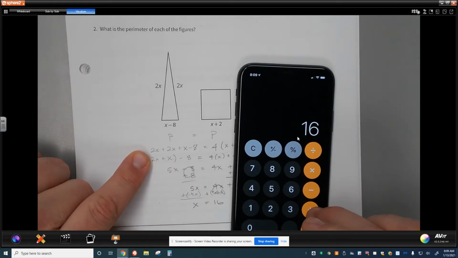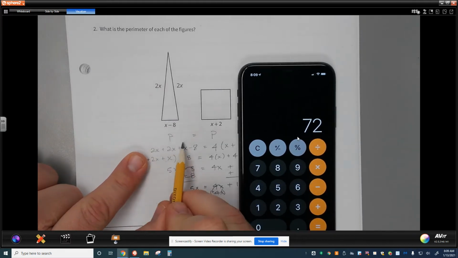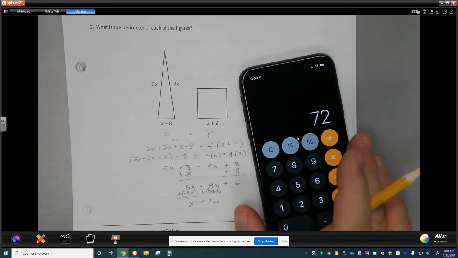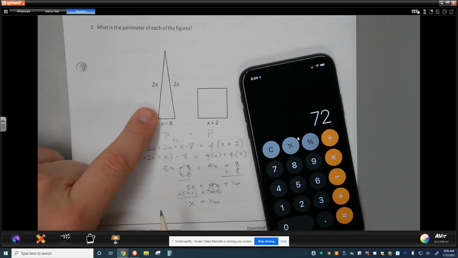You can almost do this mentally. And then subtract 8 to equal 72. So just a little note for myself to keep track and saying that the perimeter around here is 72.